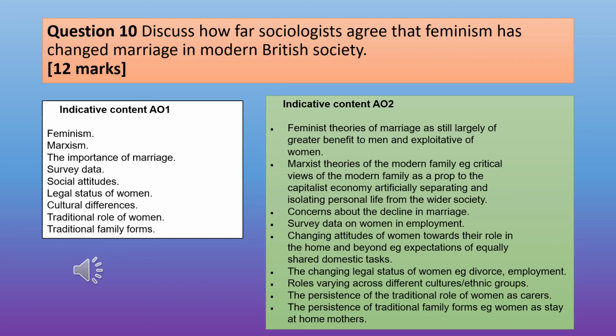To conclude then, if you've just read that example essay and you thought, I just can't write that, here's the indicative content for AO1 and AO2. What that really means to you guys is the basics and the mid-range material that can get you between 0 to 6 marks. So obviously you need to talk about feminism. You may want to talk about Marxism. You may want to talk about the importance of marriage. Then you can talk about social attitudes, the changes to the roles of the family forms, legal status of women, social attitudes, all of that type of stuff is very basic things.